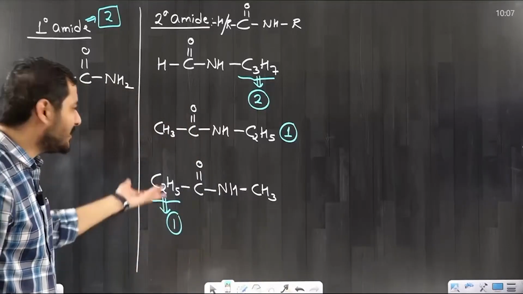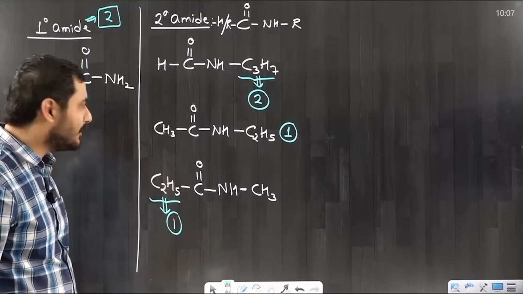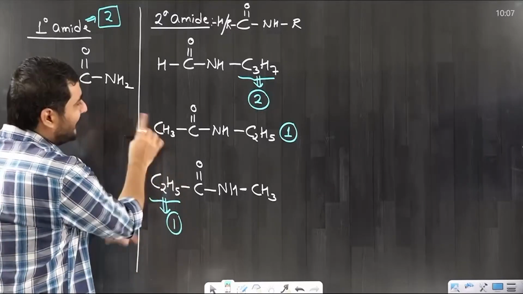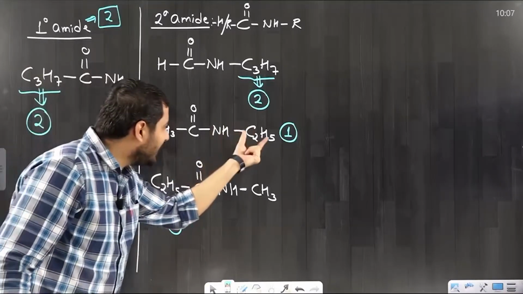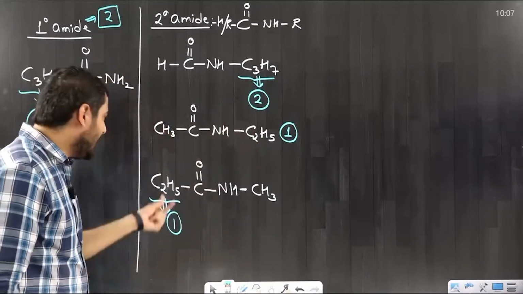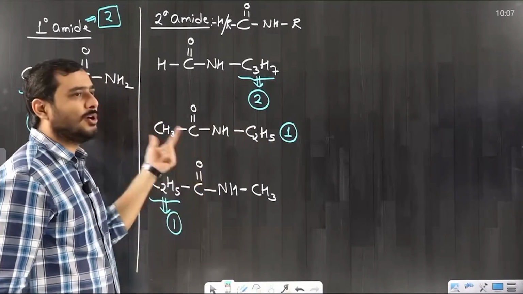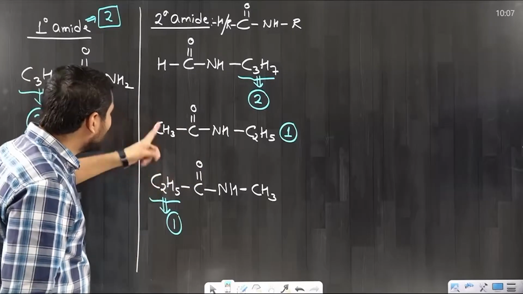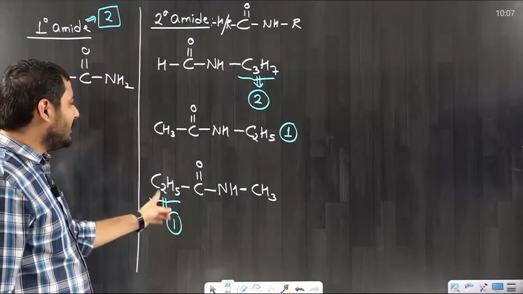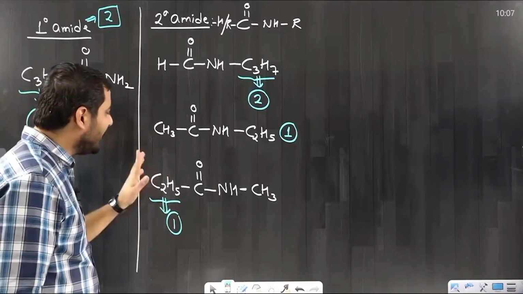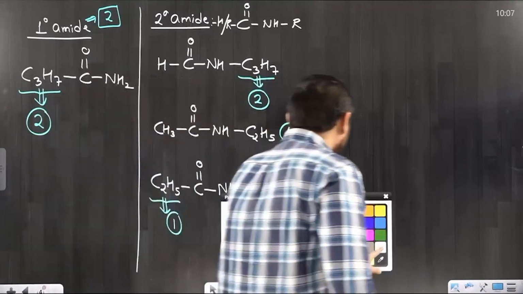Only 1 isomer, because in C2H5 no other structure is possible. Now why are these two different? If you check, here ethyl is attached with nitrogen, here ethyl is attached with C double bond O. So that's why these two compounds are different. So in C2H5 there is no isomerism possible, so only 1 structure is present.